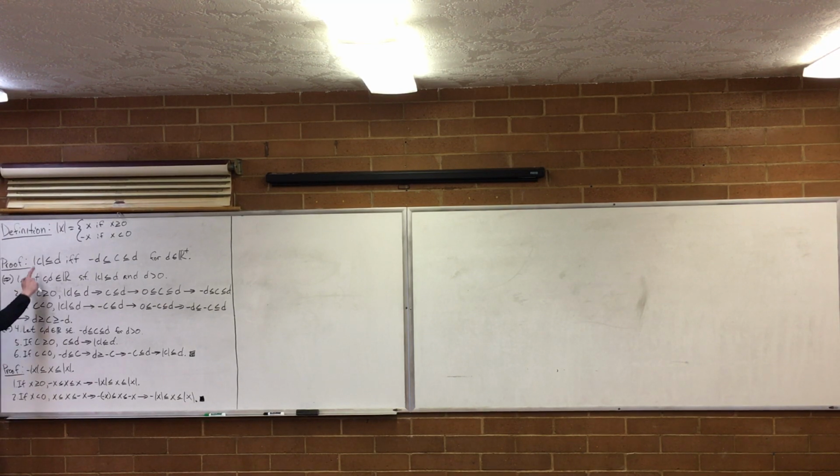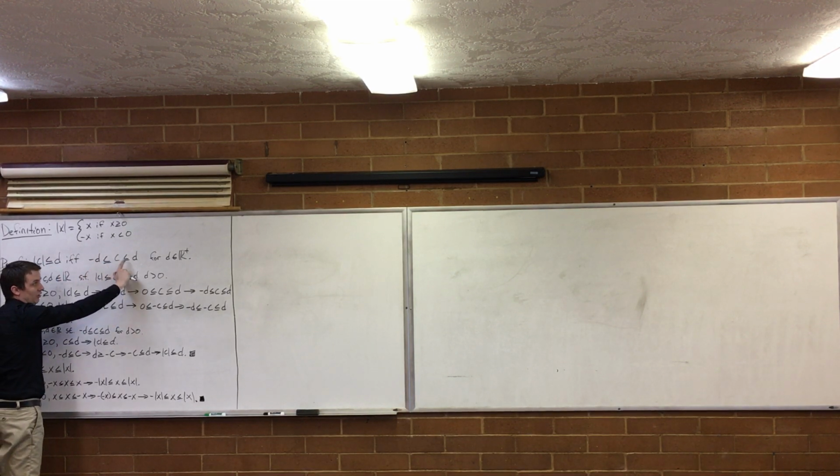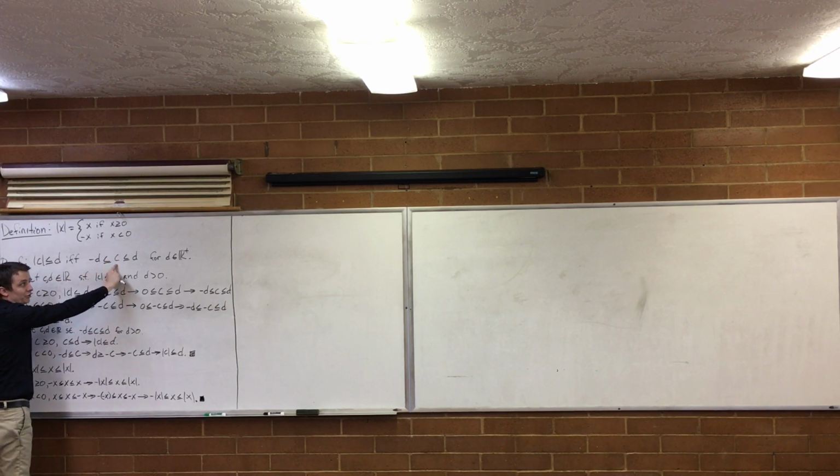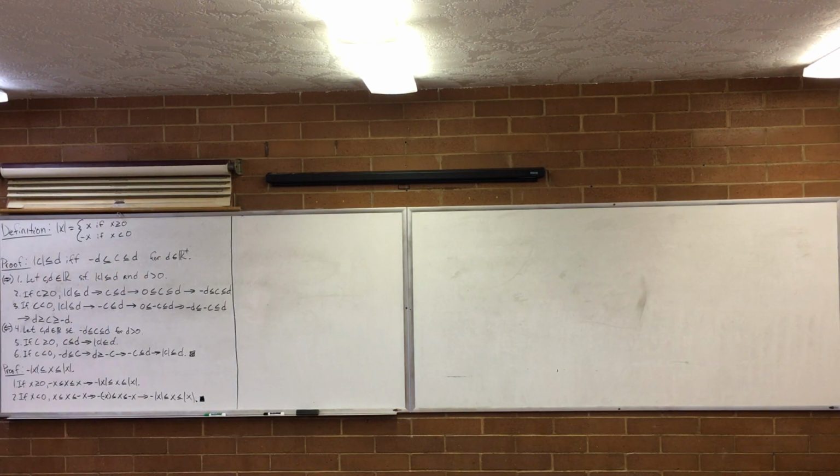So in other words, if the absolute value of negative 3 is less than or equal to 4, that means negative 4 is less than or equal to negative 3 is less than or equal to 4. If the absolute value of 3 is less than or equal to 4, that means negative 4 is less than or equal to 3 is less than or equal to 4. Good? So let's prove it.